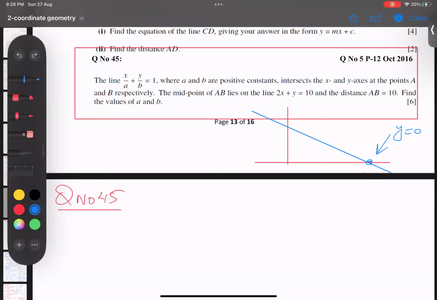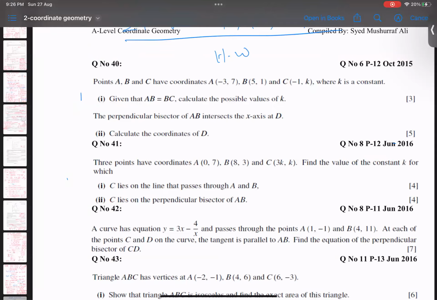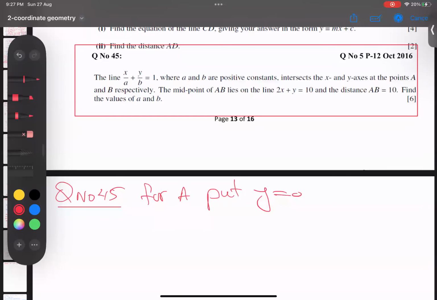First of all, I'm looking for A's coordinates. So concentrate fully. I'm writing here for A, put y equals 0. When I plug in y equals 0 here, what happens, students? x over a plus 0 is equal to 1. So x becomes a, because a into 1 becomes a. So the A coordinate becomes (a, 0). I think this A coordinate is very clear.